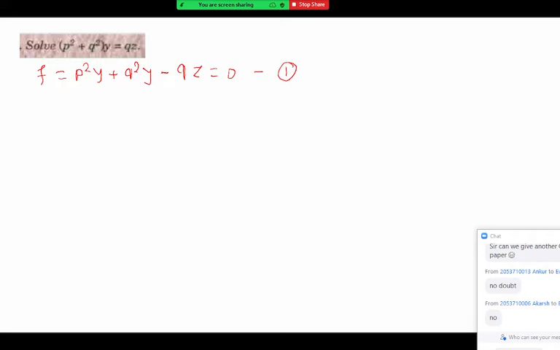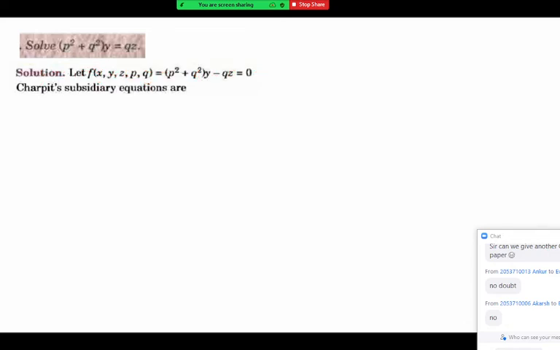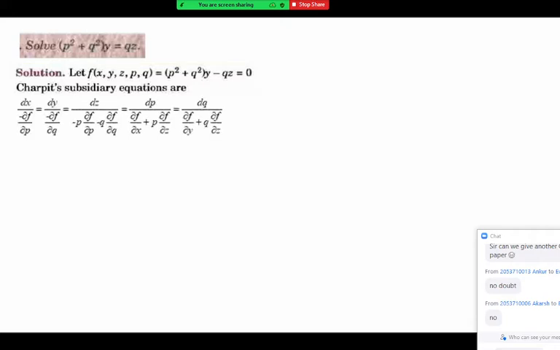After this, we have to write the Charpit's subsidiary equation. Can you tell me the Charpit's subsidiary equation? I know it is lengthy. So as it is lengthy, I will show you here. This is equation 1, where you always give the equation f is equal to 0, so whatever the given equation, you write on one side. This is actually our relation f. This is the value of f, and this is the Charpit's subsidiary equation where we have to replace the value of these partial derivatives.